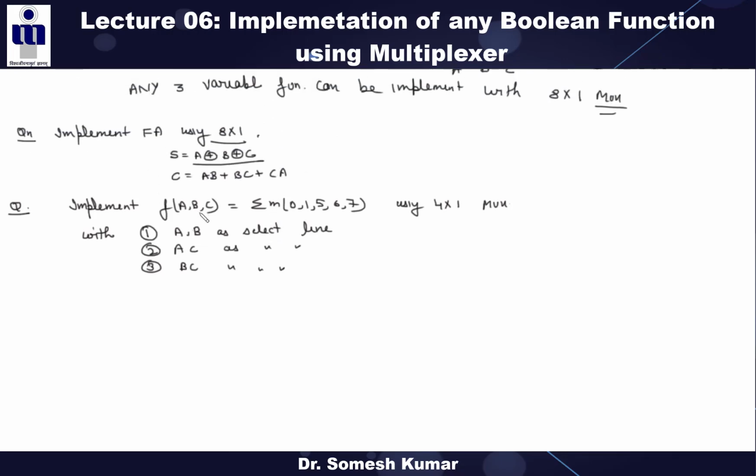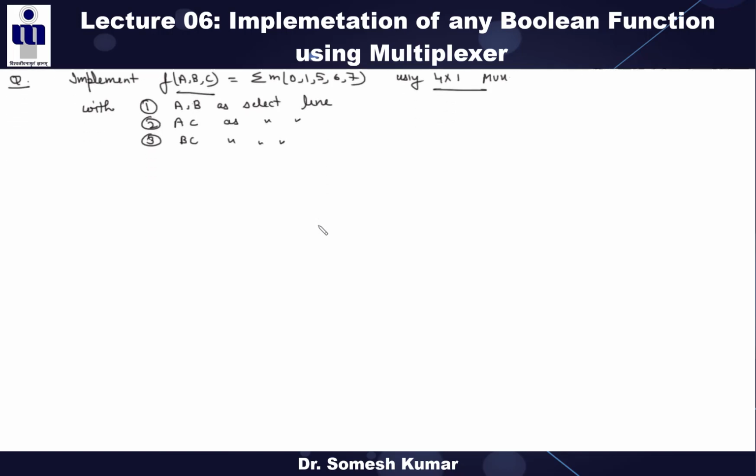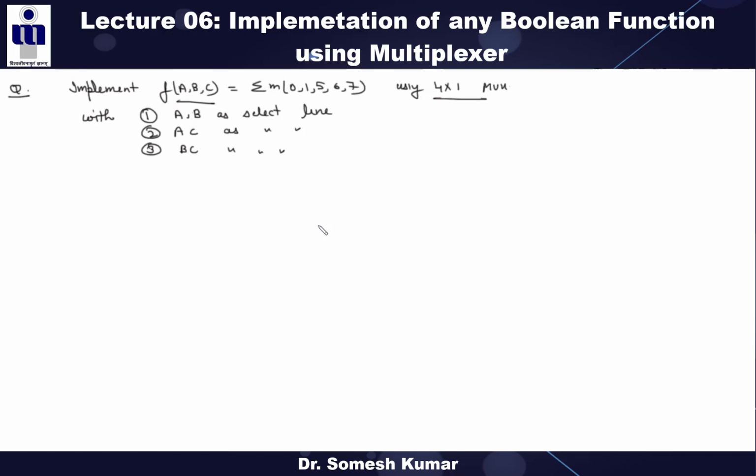Here there are three variables, right? But it is asked to design or implement this three variable function using 4:1 MUX. So in this type of question, how can you carry out the things? For these types of questions, first you have to draw the truth table of this function. So the first step is to write the truth table.